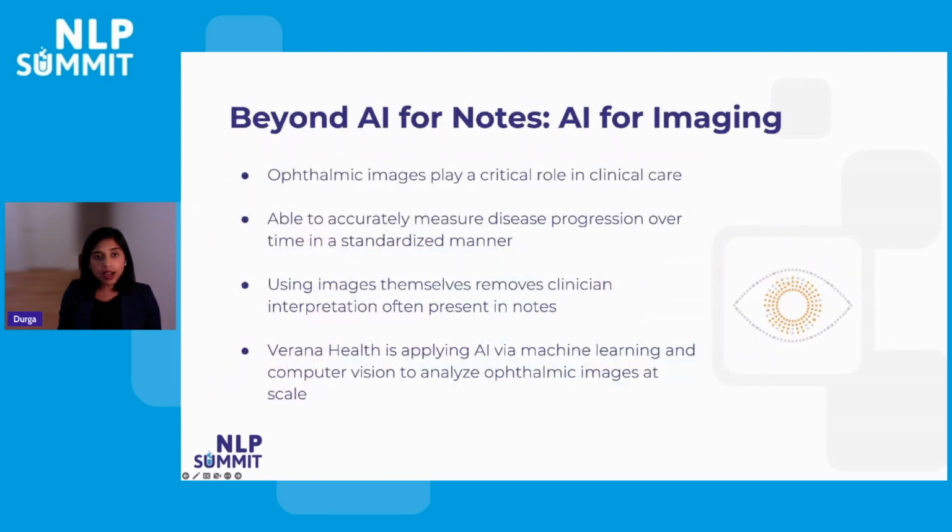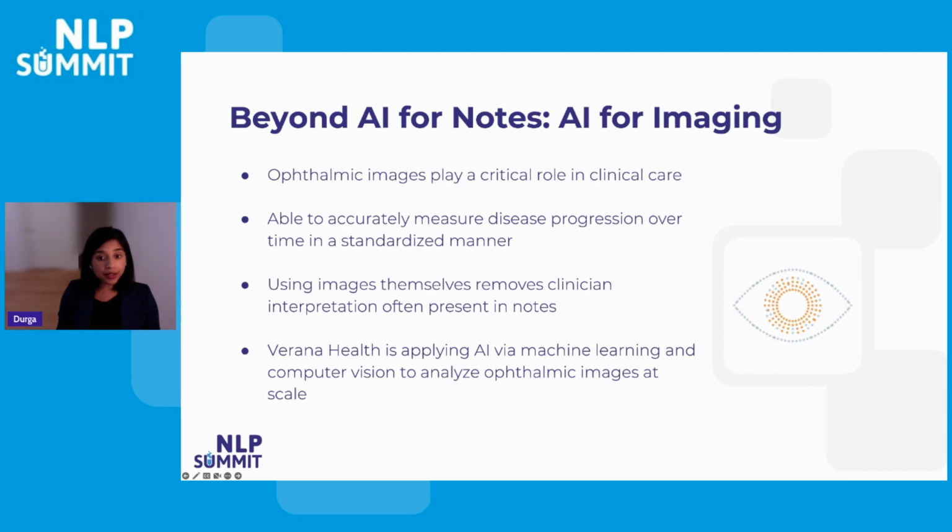But going beyond AI for notes, I think it's important to also think about AI for imaging, particularly in ophthalmology. For us, ophthalmic images play a critical role in the diagnosis and management of diseases in routine clinical care. It's essential to be able to accurately measure disease progression over time in a standardized manner. And using those images themselves removes the clinician interpretation that's often variably present in notes.